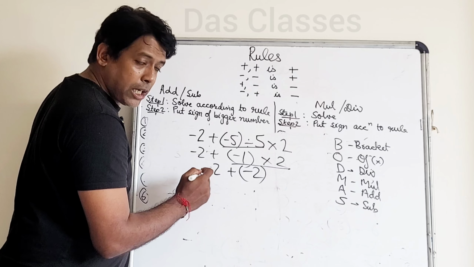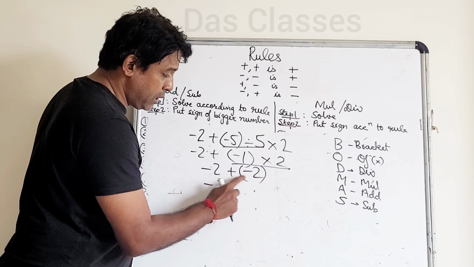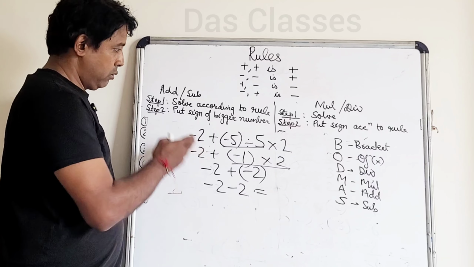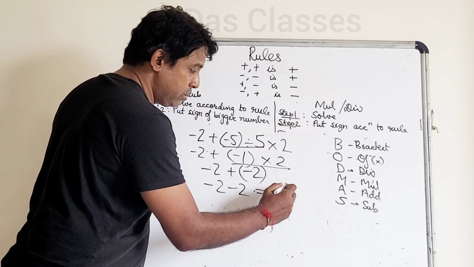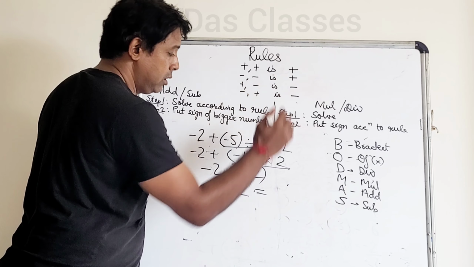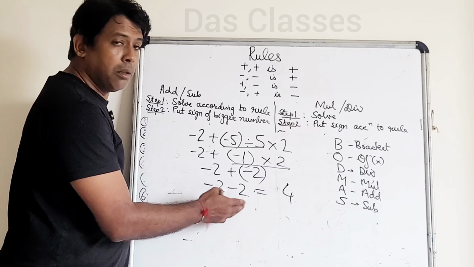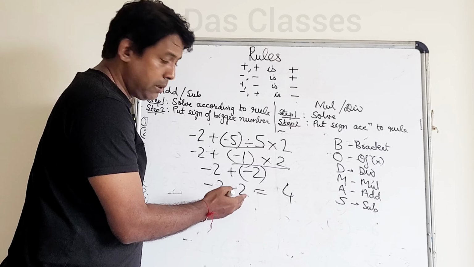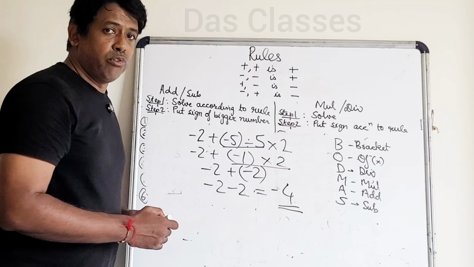Now for addition, subtraction, what we do is we first make this into one sign, that is plus minus is minus, so minus 2. Now use the addition, subtraction rule. According to the rule you solve, there is 2 plus 2, minus minus is plus, so we'll add it. 2 plus 2 is 4, and we'll put the sign of the bigger number. But as both the numbers have the same sign, we can consider any of the numbers as the bigger number, and the sign for that is minus. So the final answer is -4.